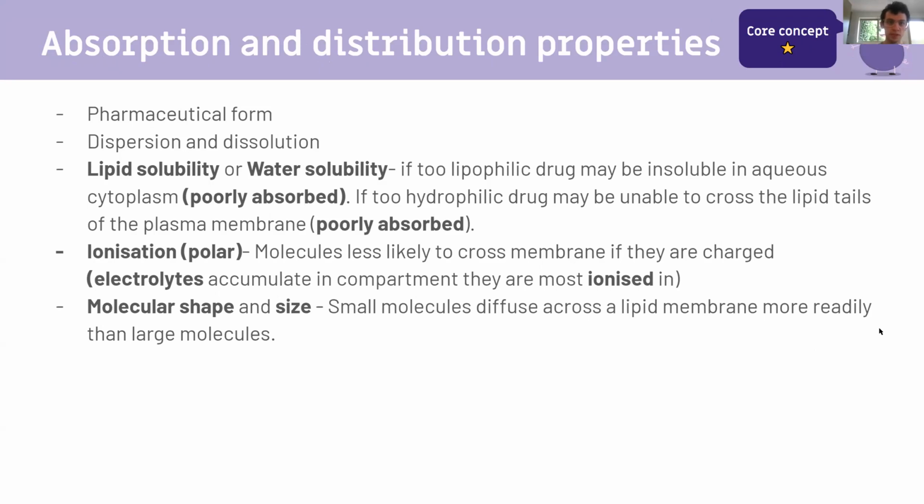So what properties determine how well a drug will be absorbed and distributed? First is the pharmaceutical form. If it's a tablet, it might be in a little capsule, and the capsule can dissolve in the gut, for example. The drug might disperse really rapidly. It might not disperse so rapidly.